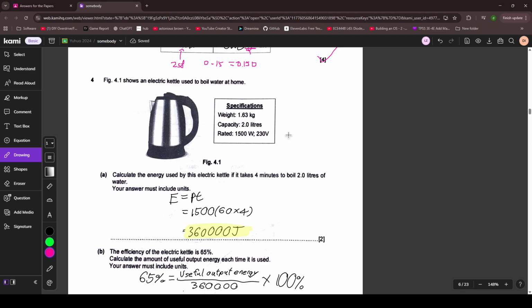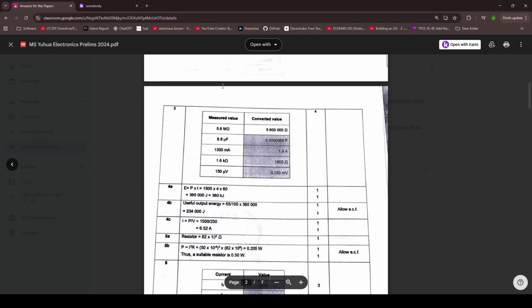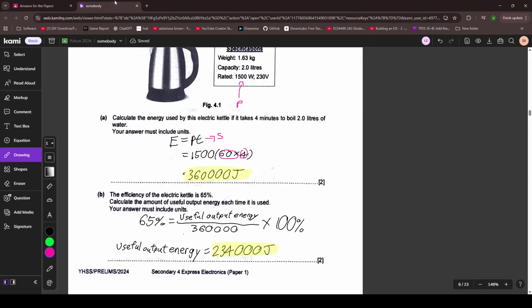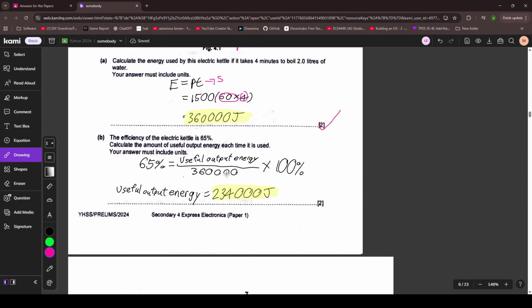So energy is P times T, and this is P. And then time is in seconds. So yes, you convert 4 minutes to seconds by times 60. So this is it. And if you calculated that right, which you have, then you get a mark. So yeah. Oh, thank you so much for highlighting the answer. That's nice.